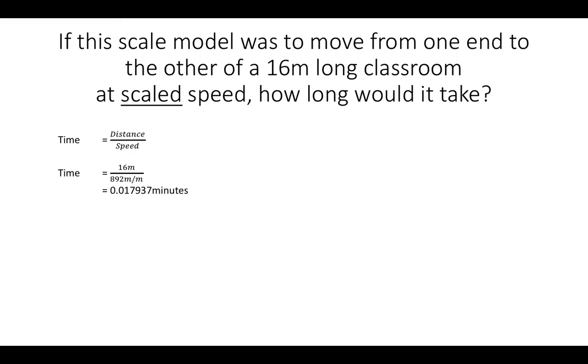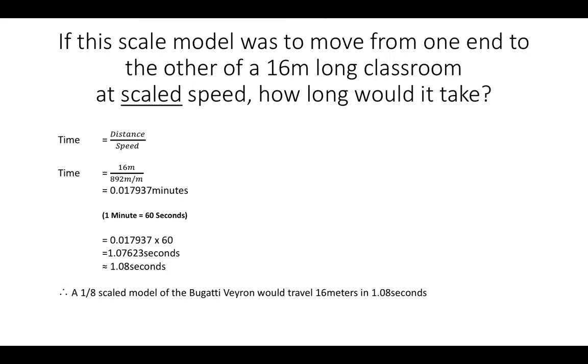0.017937 minutes. As that's not easy to say, we're going to be converting that to seconds. As we know, 1 minute is equal to 60 seconds, so we're going to simply multiply that answer by 60, giving us our 1.07623 seconds. Or we can round that up to 1.08 seconds. Therefore, a 1/8 scale model of the Bugatti will travel 16 meters in 1.08 seconds.